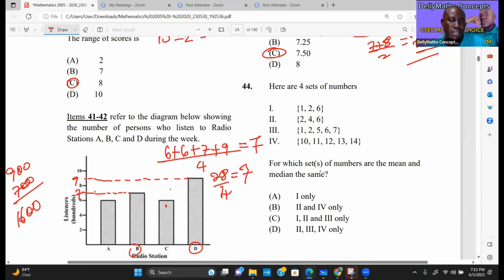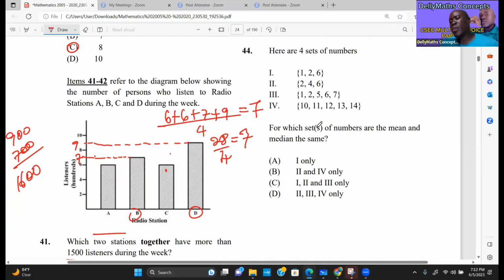Here are four sets of numbers, and it says which of the following sets have the mean and median the same. They're in order, so you're going to have to eliminate. The median is 2 for this one. And if I add them up, I'll get 9 over 3. 9 over 3 is 3. So it's not this one.